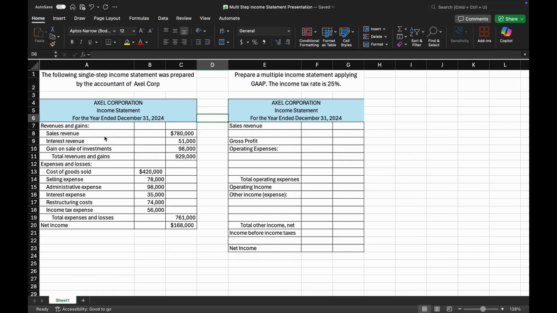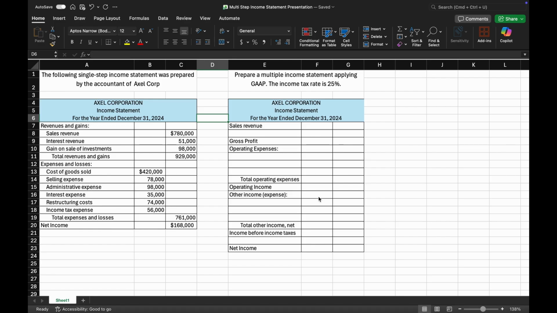The following single-step income statement right here was prepared by the accountant of the Axle Corporation. As you can see, it has a revenues and gains section, an expenses and losses section, and then the net income section. Your job is to prepare a multi-step income statement from the single-step income statement. And for this problem, assume that the income tax rate is 25%.